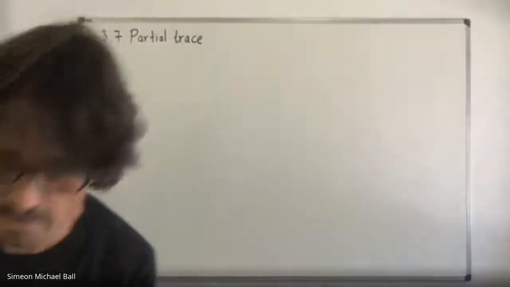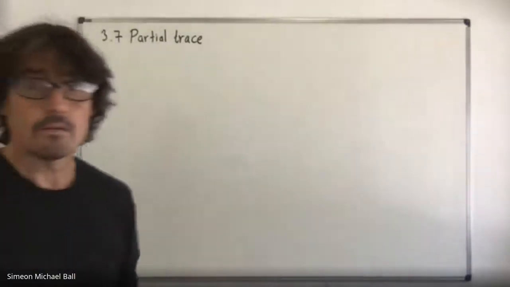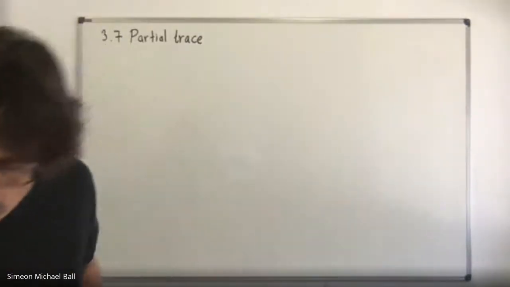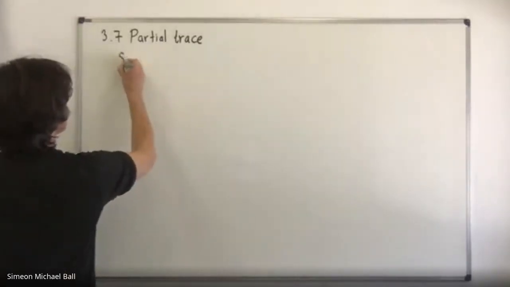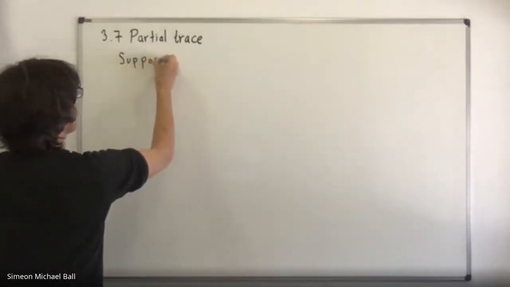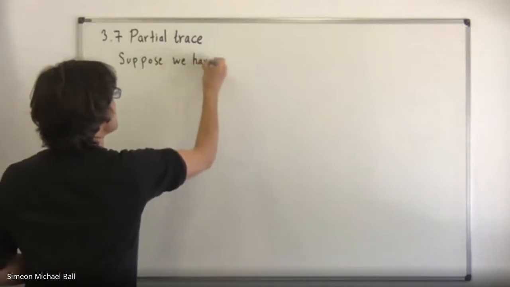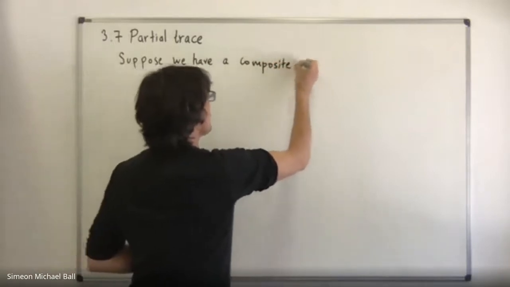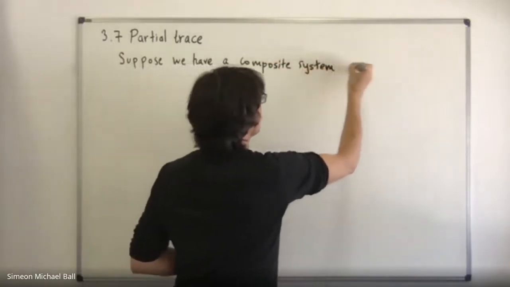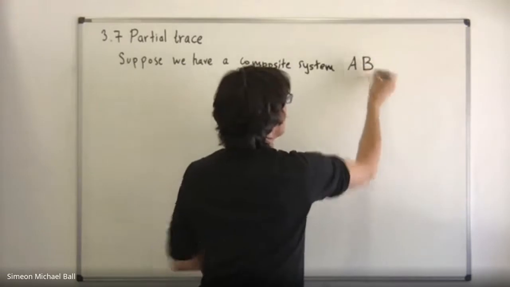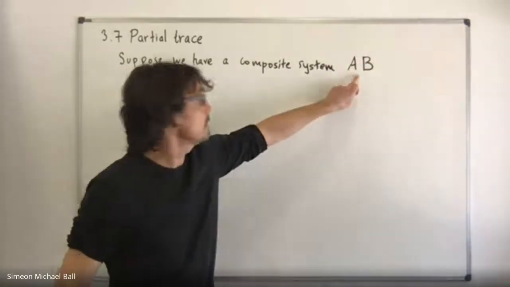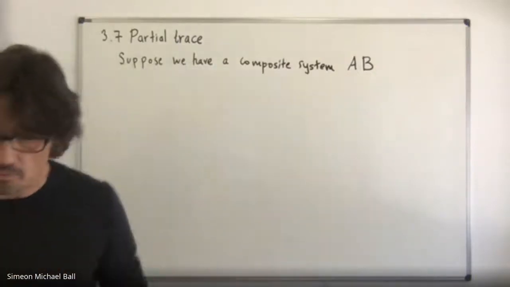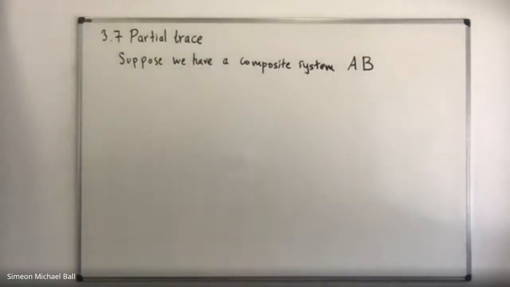So today we're going to continue with our look at composite systems with the partial trace. So again, suppose we have a composite system A, B. Okay, so A is a set of some quantum particles, and sitting next to them is another set, B, of quantum particles.